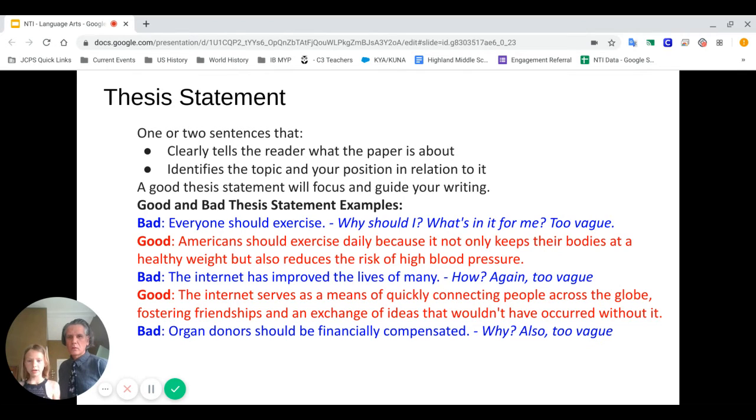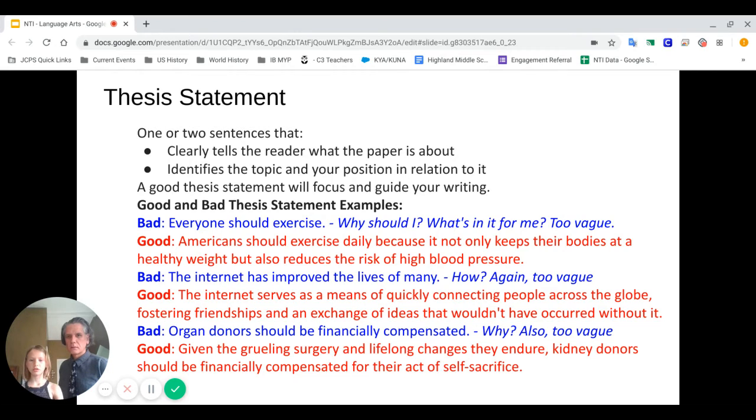Bad: Organ donors should be financially compensated. That means they should be paid. People who donate their organs, like their livers and things, should be paid. So also, this is too vague. Why should they be paid? There's really no reason. If you're volunteering to do it, shouldn't that be enough? No, because I mean, like. Well, let's see if the good one has a because.